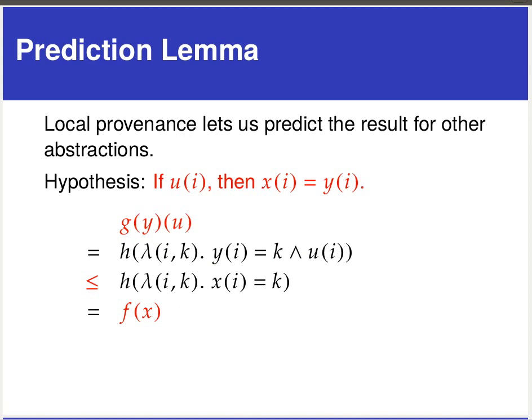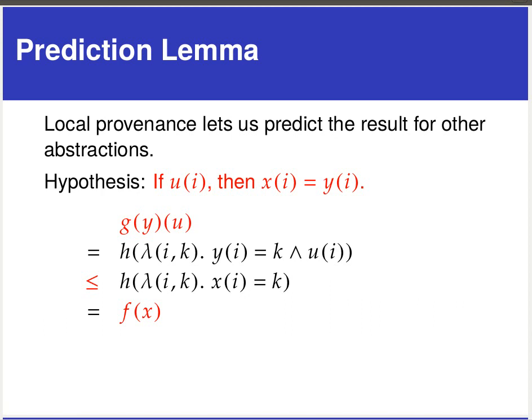So far we showed that the local provenance at an abstraction X contains at least as much information as the analysis at abstraction X. That local provenance must be monotone. And now a more interesting result is this prediction lemma.